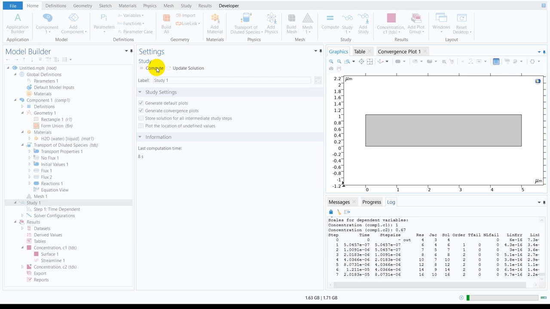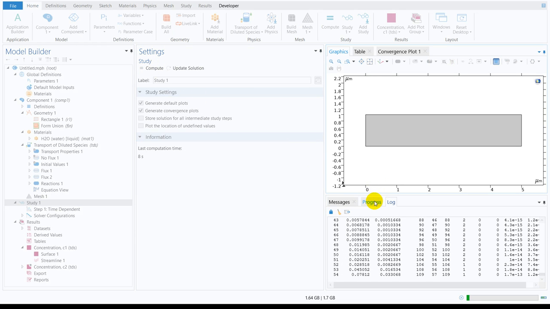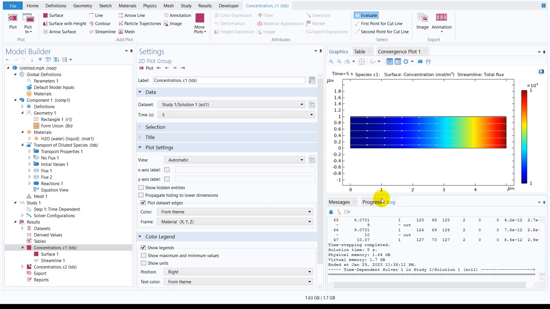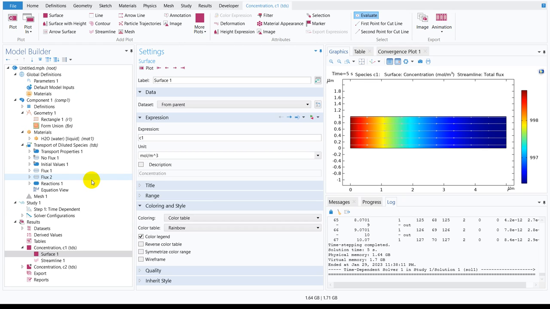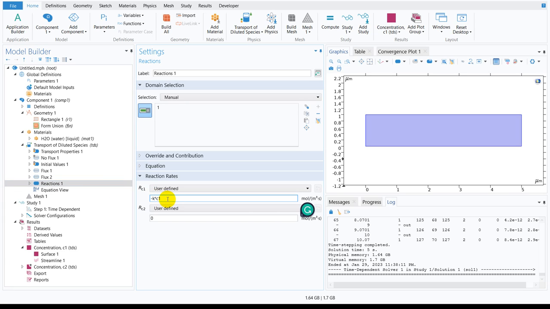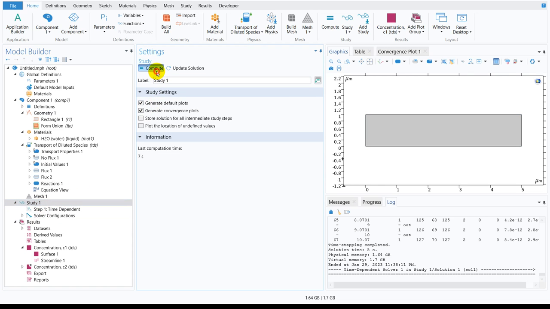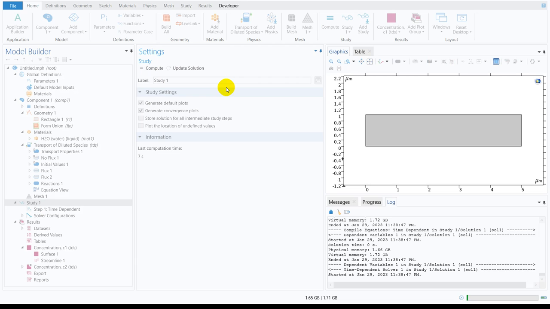So let me simulate it. Yeah, it's running. So now we have incorporated the effect of reaction. So C1, what is happening? A flux of C1 is coming and it is also reacting in the middle. So the profile is now different from what it was at the very beginning. Now what we can do, we can actually change the reaction. Suppose if you are changing the K, the profile will be different. I have made the K 100 times. Now again, if I run the simulation, so the profile will be a little bit different.